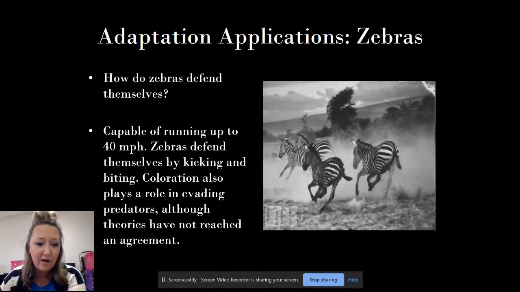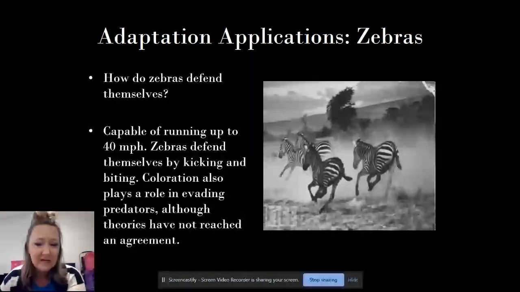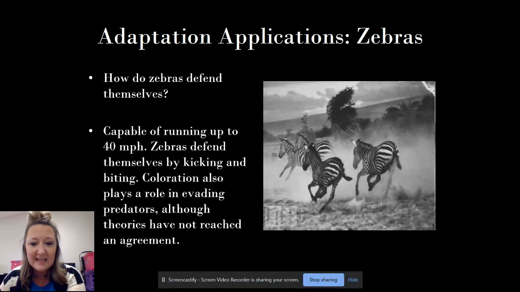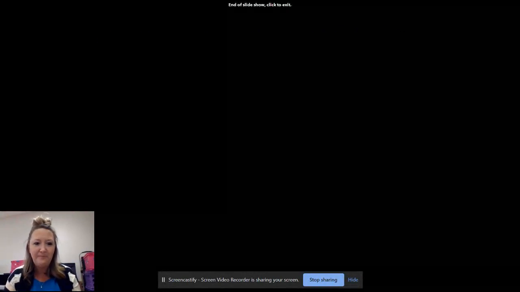That coloration also plays a role in evading predators. Some think that it confuses predators whenever they see the black and white stripes, that they're not able to gauge depth perception and distance as well because the black and white stripes give them a false shadow. There's lots of different opinions, but that's the most common one.